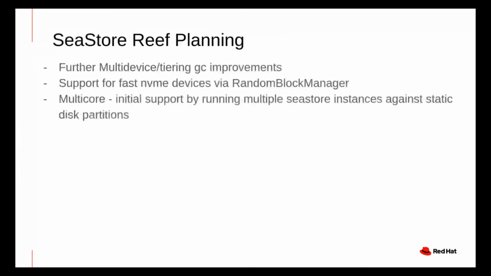For C-Store, there's a ton that we'll be working on, but I think they mostly fall into a couple of big buckets. Further improvements to multi-device and tiering, particularly with respect to garbage collection. Support for fast NVMe devices via the random block manager. And once again, multi-core. I think we'll cheese this initially by simply running multiple C-Store instances against static disk partitions. This will give us a performance baseline that we can use to evaluate the changes to the metadata structures. We'll need to do this in a more clever way.